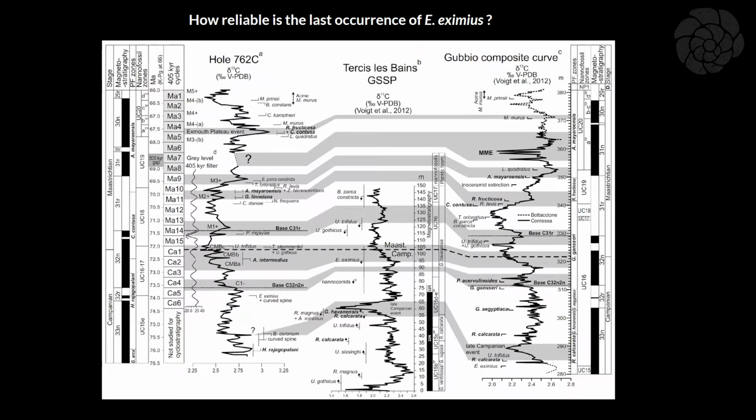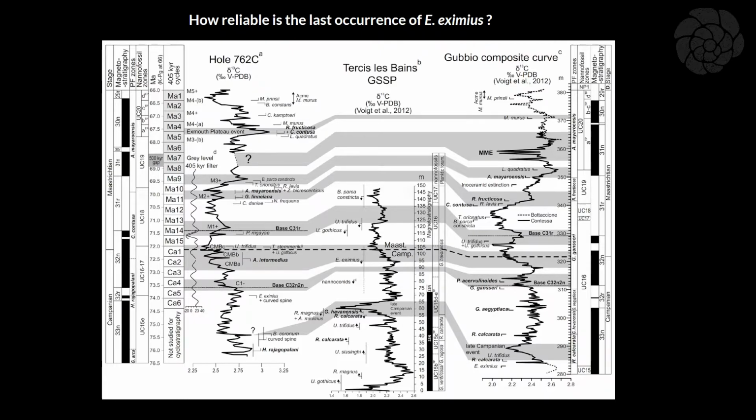Okay, but now the question is, can we solve all our issues of occurrence reliability with absolute abundances? So let's take the example of Ephelitus eximius. The last appearance of the species defines the top of UC15. UC15 is here, right? And this is our nanofossil biohorizon. So it's important, right? It's the top of a zone that is defined by eximius.